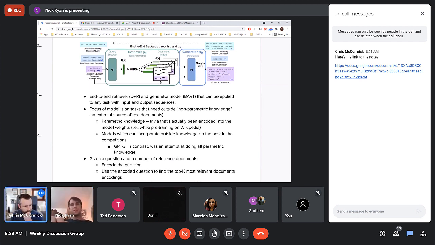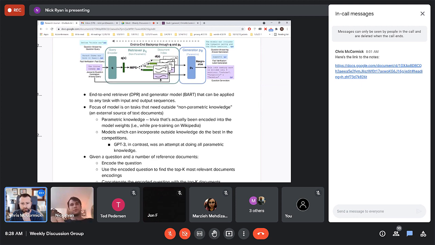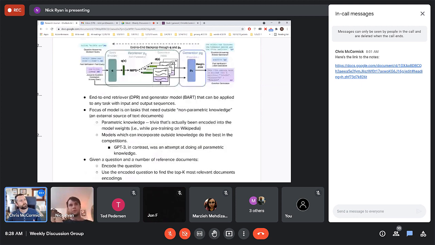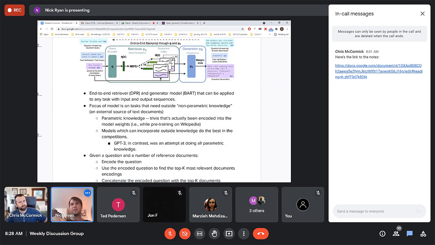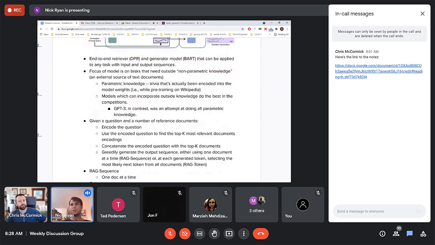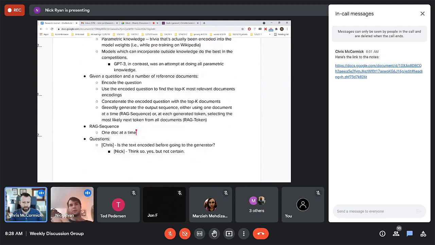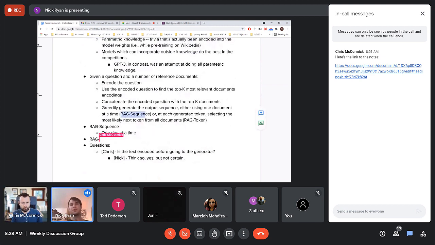Marginalize meaning pick one of those, pick which one? Pick the highest likelihood one, yeah. But then you wouldn't be able to combine knowledge from multiple documents. That's for RAG sequence. RAG token is the one we were talking about where it combines knowledge from all of them simultaneously. Gotcha. So RAG sequence is only able to look at one document at a time, and RAG token is presumably looking at all of them simultaneously.